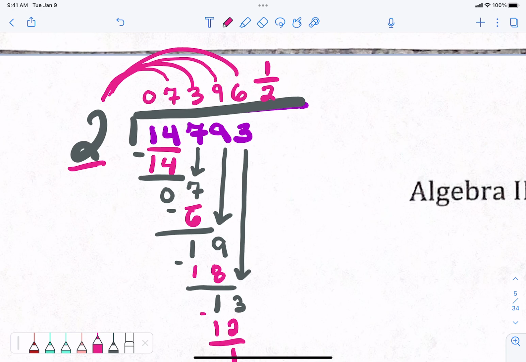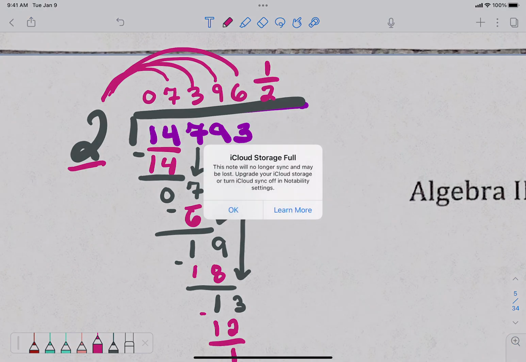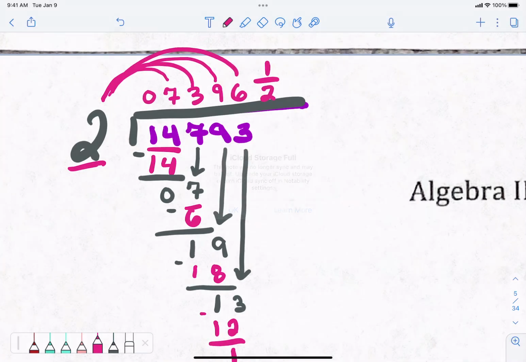Sometimes you don't have a remainder, right? If it goes into it evenly, you won't have a remainder, and that's really nice when that happens. But sometimes you will. So we'll experience both of those. So 7,396 and 1/2 is what it ends up being when we divide, yeah? Do you remember this process, kind of?